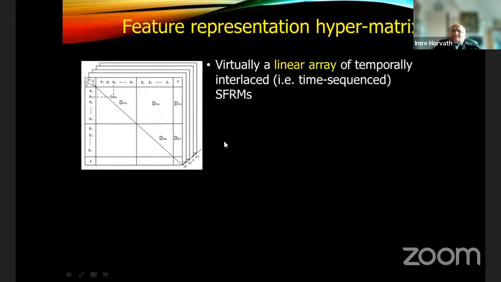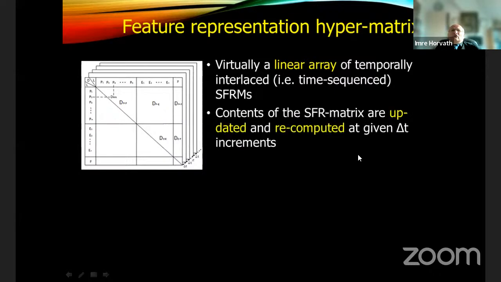So we combined these feature matrices in a linear array, which were temporally interlaced, in the sense of a time sequence. So we could monitor at every moment what was happening, and when something was observed as a danger or whatever, immediately this information was sent to the strategic planning, and the result of the strategic planner was sent to the communication unit.